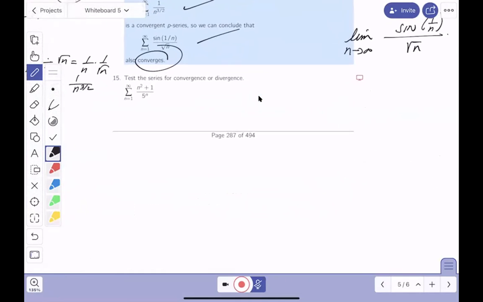All right, let's do number, oh boy, this looks like another tough one. So let's see, test a series for convergence. It's a positive term series. And let's take a look at it. Definitely positive term series. The limit as n goes to infinity would be 0. I'm not going to look at that term.